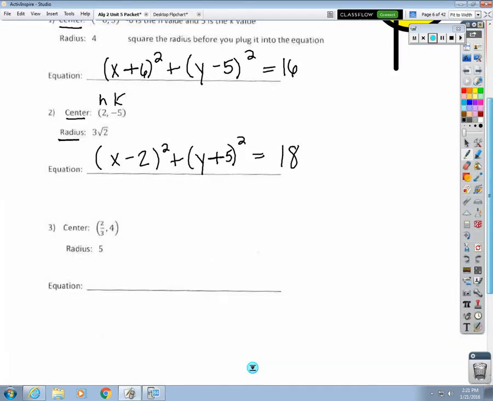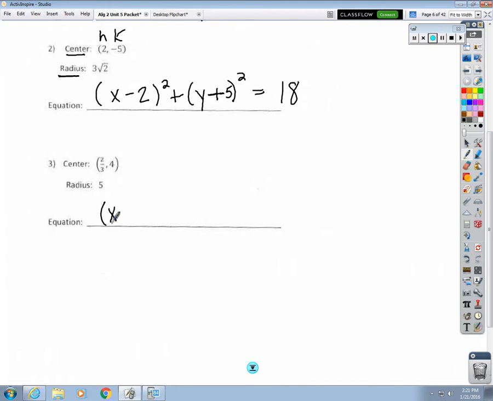Okay, example 3. (x minus h) squared plus (y minus k) squared equals r squared. Well, x minus h, what is your h? Y minus k, what is your k? 4. And then what is your radius squared? 25.